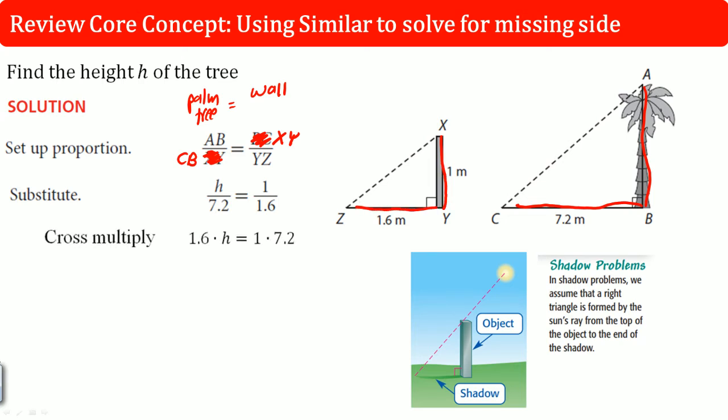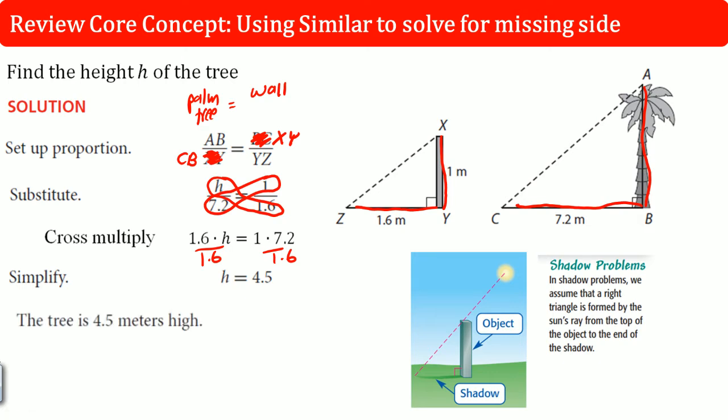Right, then they cross multiply. Cross multiplying is when h times 1.6, then 1 times 7.2. Then divide both sides by 1.6, and 1.6 divided by 1.6, you get h equals 4.5. So that is how we solve for the missing side. This is called solving using indirect measurements. So the height is 4.5 meters high.